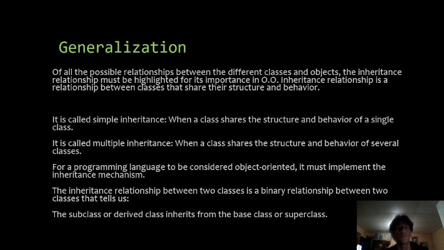It is called simple inheritance when a class shares the structure and behavior of a single class. It is called multiple inheritance when a class shares the structure and behavior of several classes. For a programming language to be considered object-oriented, it must implement inheritance mechanisms. The subclass or derived class inherits from the base class or superclass.